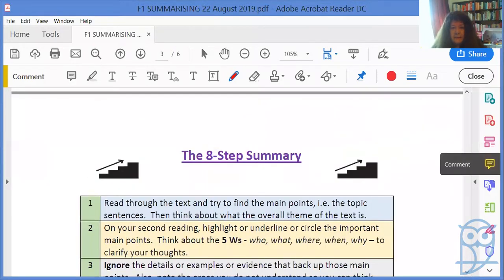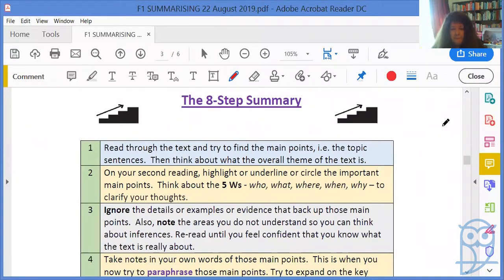Right, here's the 8-step summary. The first thing you do, you read through the text and try to find the main points, i.e. the topic sentences. Then think about what's the overall theme of that text that you have just read. Is it like an advert for something perhaps? Is it a description? Is it a part from a journal or a diary? Is it an extract from a play? You don't know until you see that exam question in front of you.